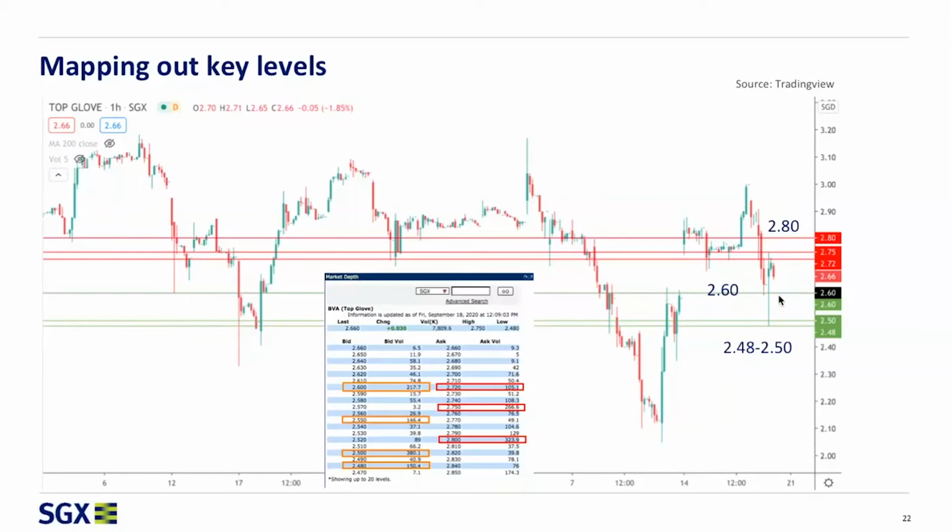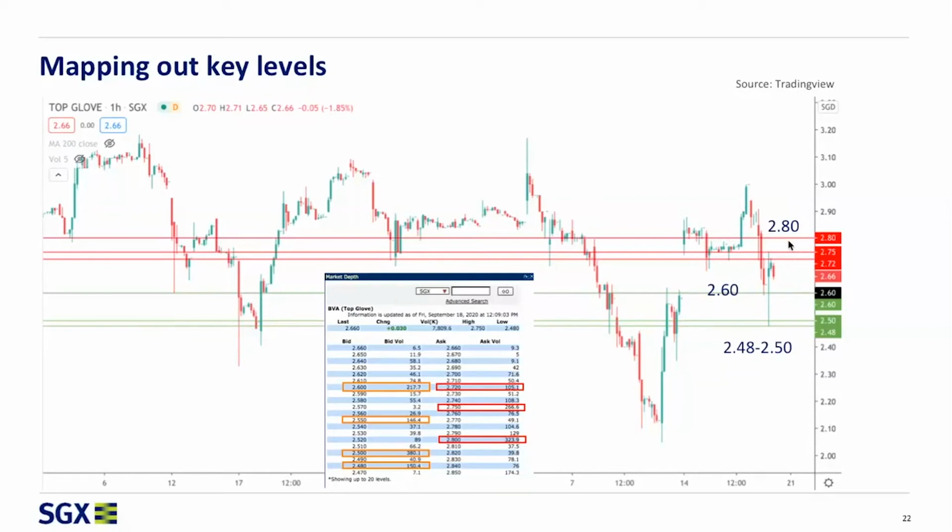Now in terms of the resistance, why is it that they're looking at 272? For example, 272 happens to be one of the recent highs and also a recent low. It happens to be like a zone. So 272 to 275 was a previous support. A previous support becomes a resistance. And of course, we have 280 being important here.